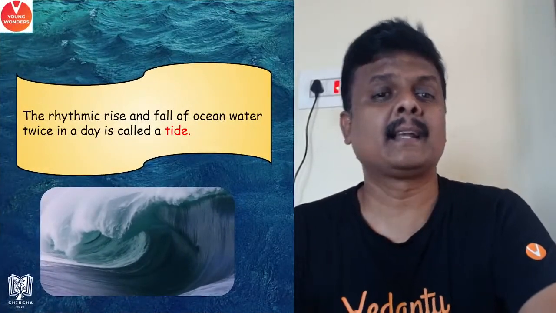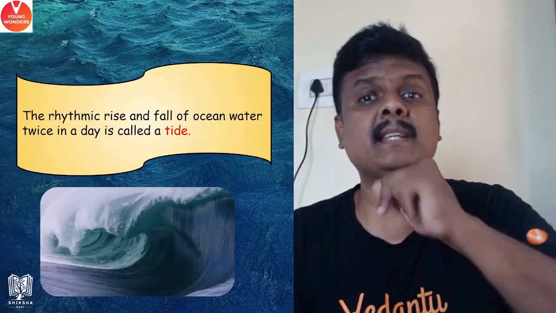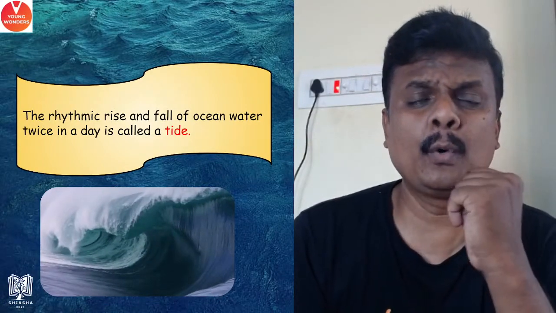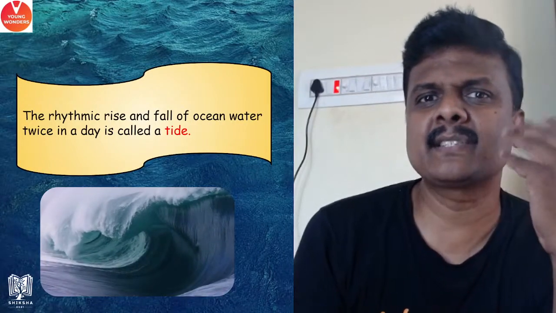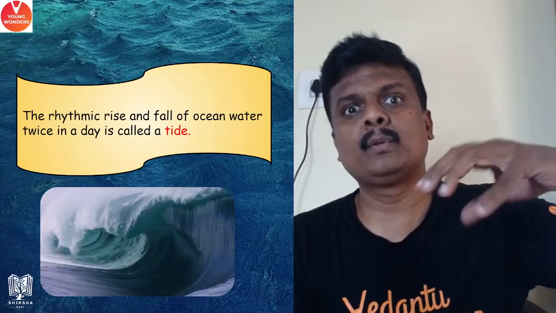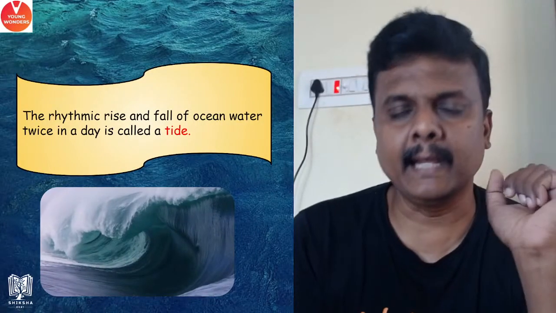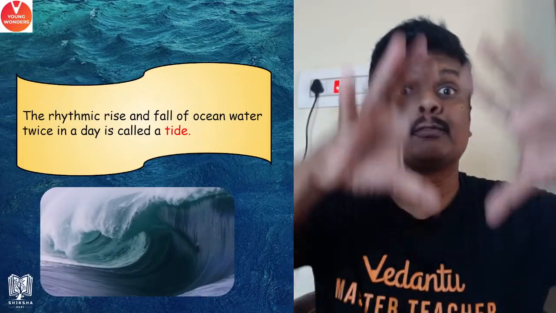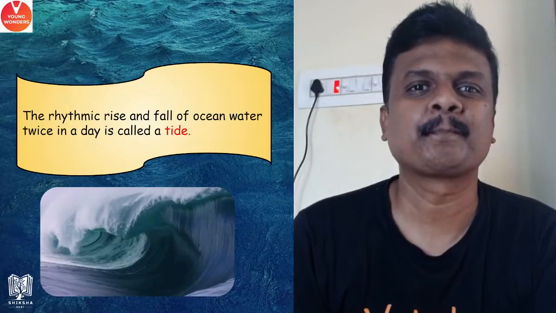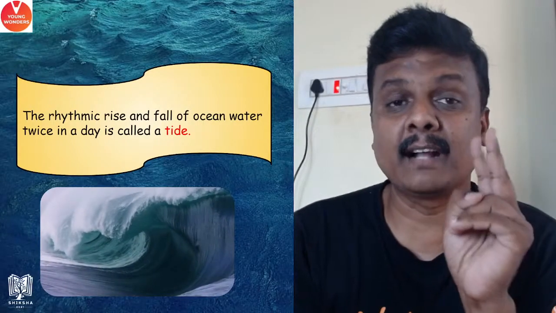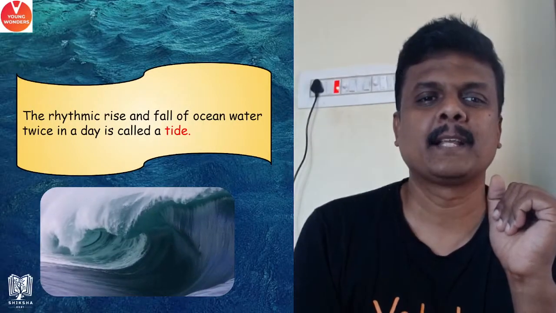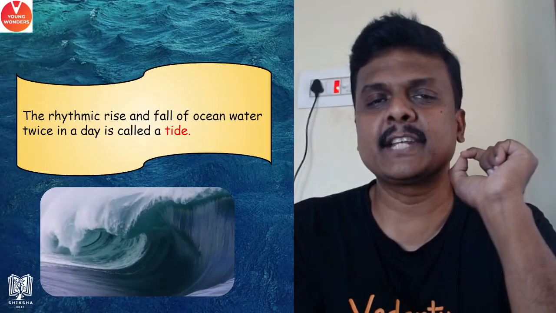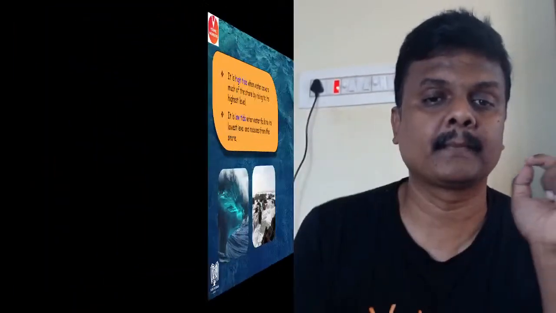So guys, the rhythmic rise and fall of ocean water twice in a day. Look at this. Twice in a day is called a tide. So when there is sun, the tide is different. When there is moon, the tide is different. Similarly, when there is new moon, the tide is different. When there is full moon, the tide is different. High tides and low tides occur, right? I will explain that now. But what is a tide? The rhythmic rise and fall of water because of the gravitational pull exerted by sun and moon on the earth.